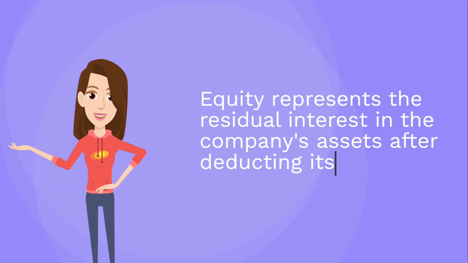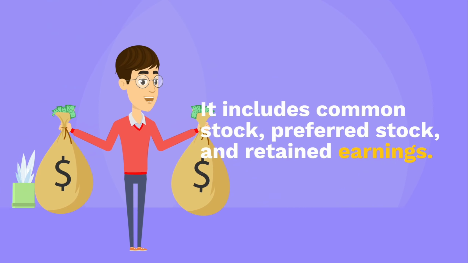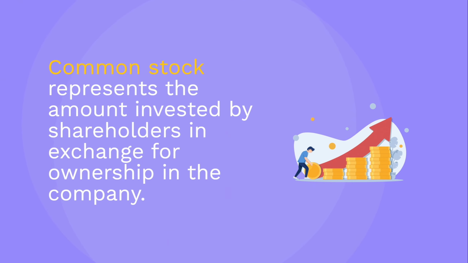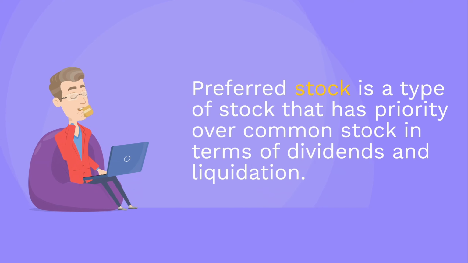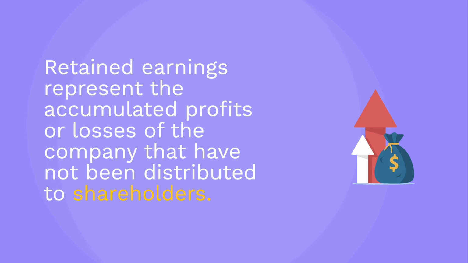Equity represents the residual interest in the company's assets after deducting its liabilities. It includes common stock, preferred stock, and retained earnings. Common stock represents the amount invested by shareholders in exchange for ownership in the company. Preferred stock is a type of stock that has priority over common stock in terms of dividends and liquidation. Retained earnings represent the accumulated profits or losses of the company that have not been distributed to shareholders.